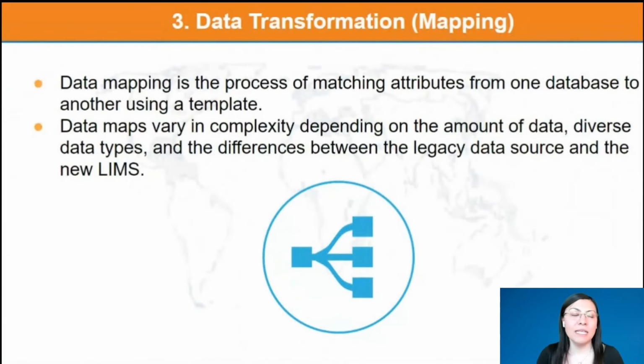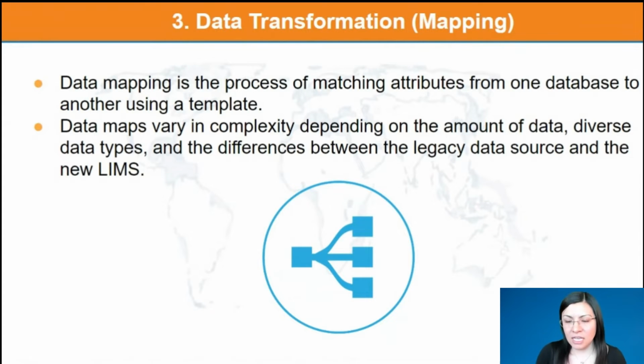The third step in this process is the data transformation. This is the process of matching attributes from one database to another using a template. This will vary in complexity depending on the amount of data, the data types, the difference between the legacy data source and the new LIMS, etc.